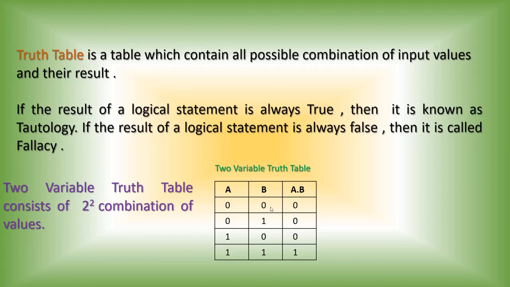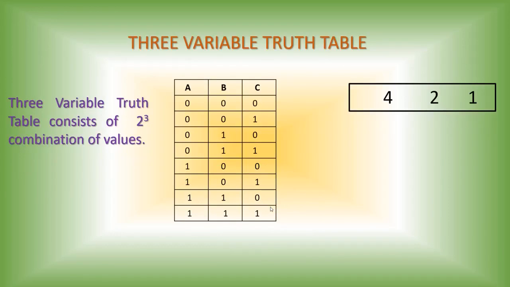Now we can see how to write a 3-variable truth table. So this is a 3-variable truth table. You don't have to learn these by heart. I will say how to find out this combination of values. If it is a 3-variable truth table, then it must consist of 2 raised to 3 combinations of values, that means 8 combinations. Just count: 1, 2, 3, 4, 5, 6, 7, 8. So 8 combinations of values will be there in a 3-variable truth table.